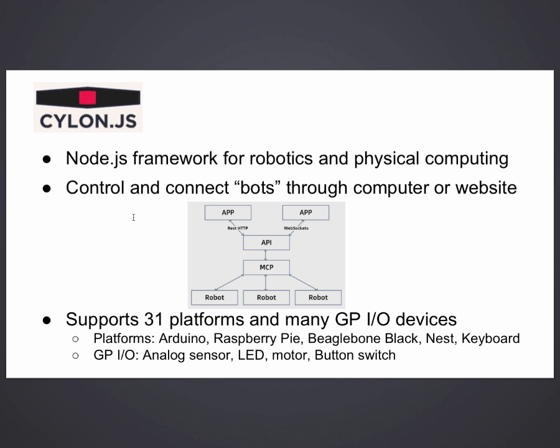So this is a snapshot of the architecture of Cylon.js, which makes it possible. It has a main control program, which talks to the API of Cylon.js itself. This main control program connects you to the various bots, where you can mention which adapter you are using and how the bots are actually connected to the MCP. And API then further contacts HTTP or WebSockets, and you can control it.